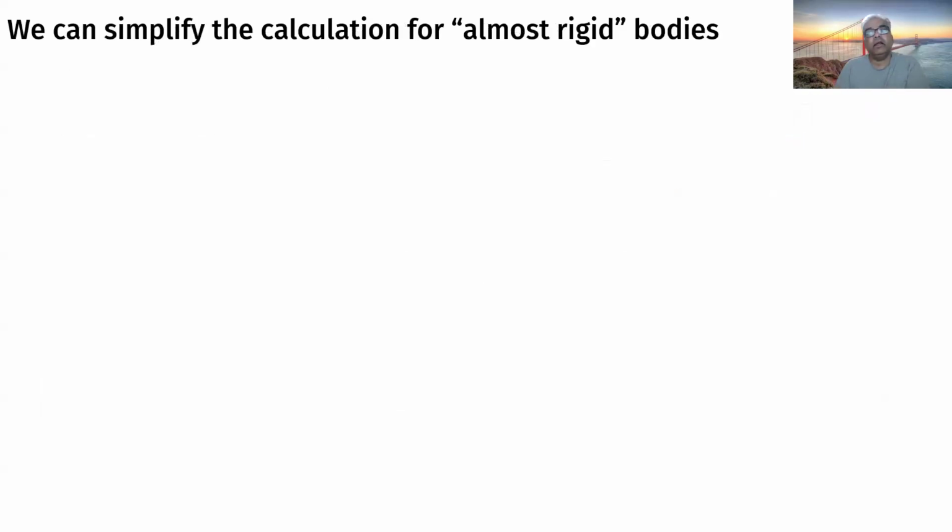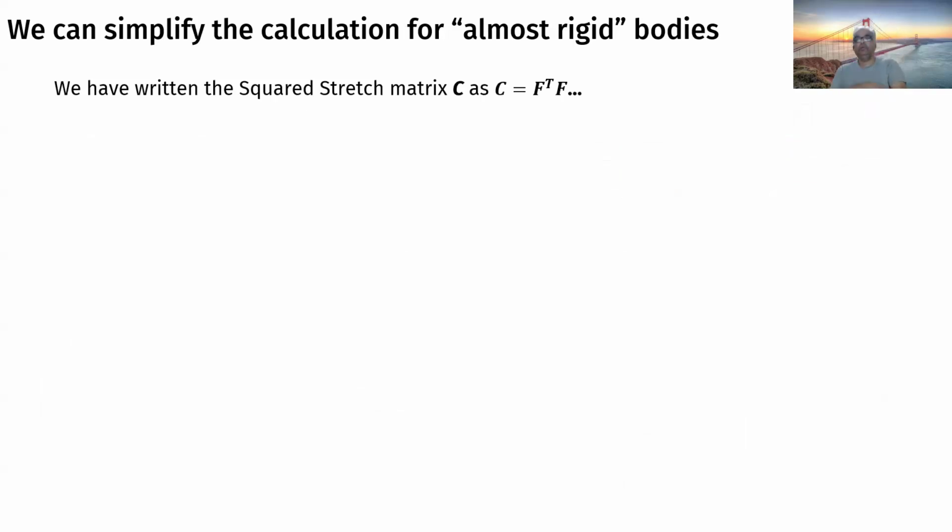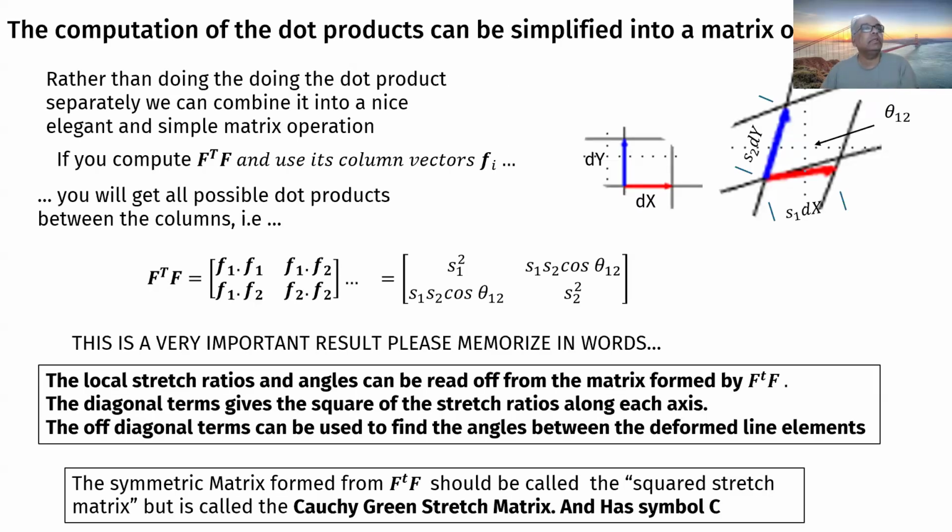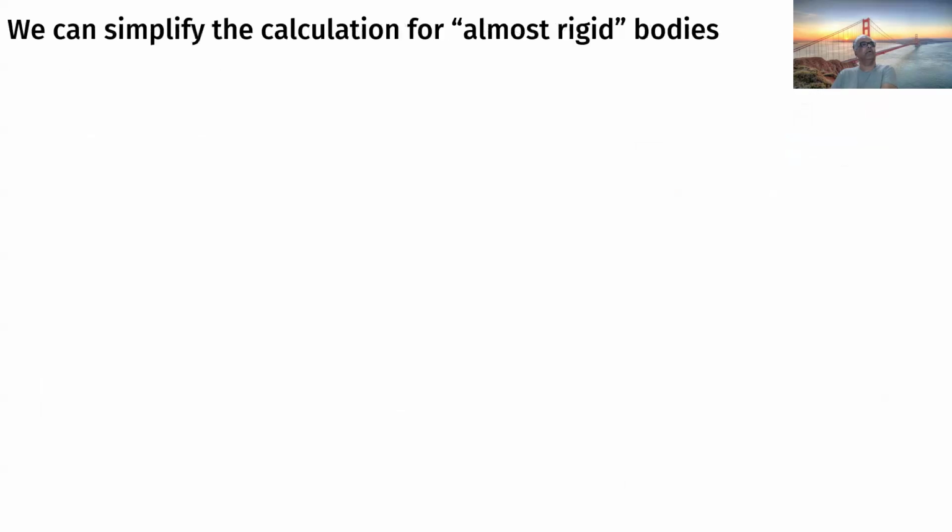We can simplify the calculation for almost rigid bodies. Why do we need to simplify? Because I want to show you one thing. This one is okay. This is just a polynomial, S squared. This one has this cos theta 1,2. This is a headache because it's a cosine function. We don't like it, right? We want to simplify that. But it cannot be done in general. But for small deformations, we can. So we're going to look at the calculation for almost rigid bodies.